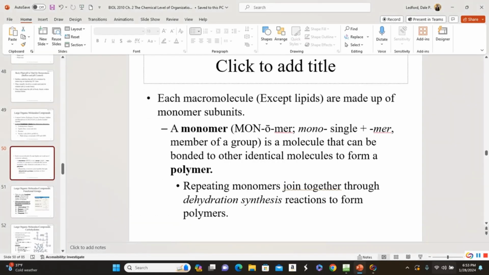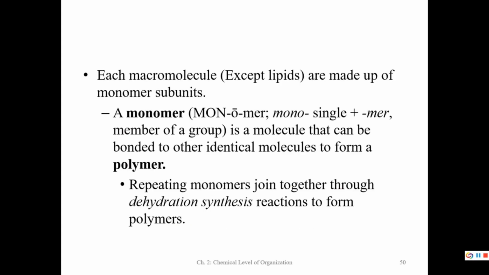Sorry, there should be a title slide on this, but there's not. I want to talk about monomers and polymers. Monomers are the basic building blocks that make up polymers. Think about a train. Each train car is the monomer, and the entire train is the polymer. The repeating monomers join together through dehydration synthesis, and they form polymers.